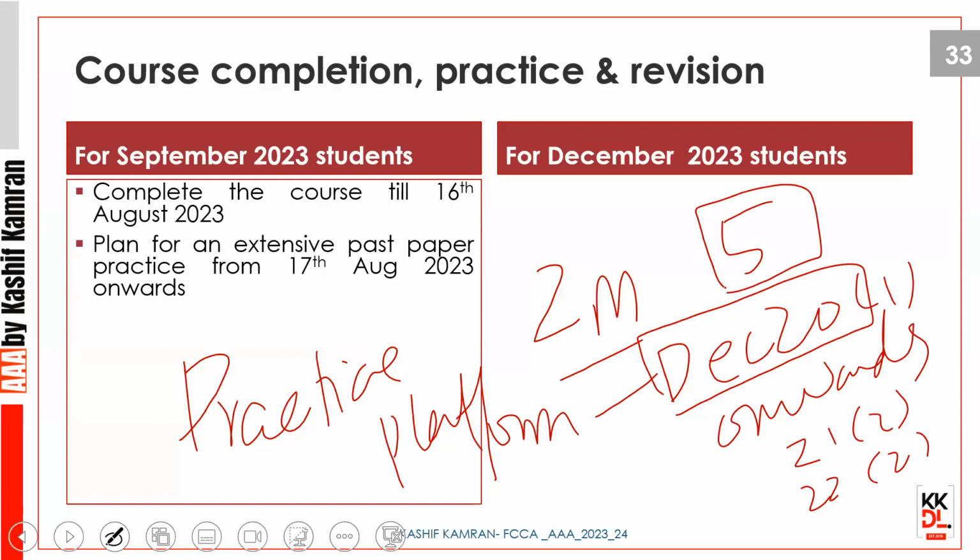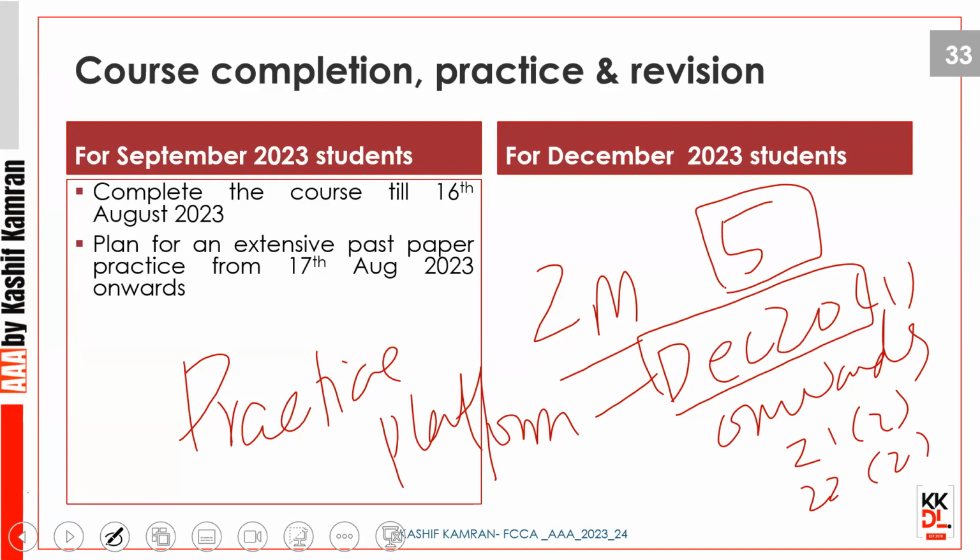Currently, no paper has been uploaded for 23 till the time I'm doing this orientation. It's quite possible that in the next few weeks, you get the 23 paper uploaded as well. But currently, there are 5 recent papers available, which you should practice after completing the whole course. You should enjoy doing these papers once you have the command on A, B, C, D, E, F.